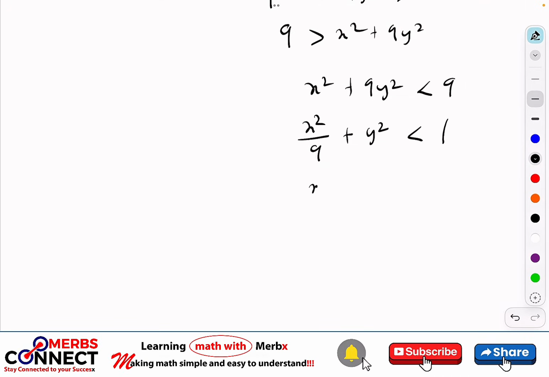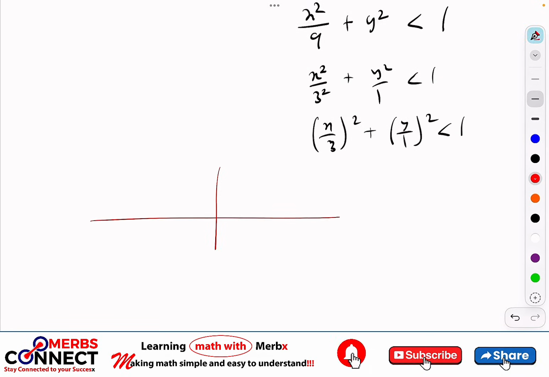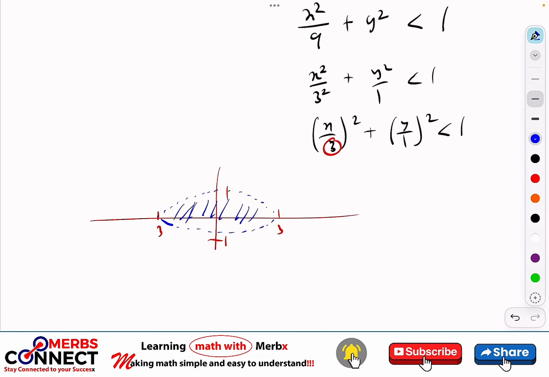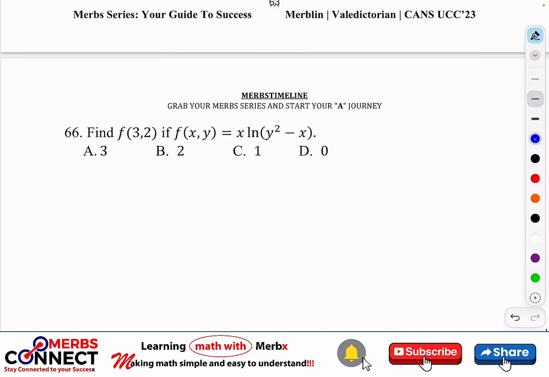So this is going to be x over 3, squared, plus y over 1, squared, less than 1. If I want to sketch this, the major axis is the one with the greatest radius here. So this is 3, this is 3, this is 1, this is also 1. So the ellipse is going to be something like this. Good. And we are going to shade inside. You see that I'm using the dotted line on the boundary because we are not including it. So that will be the set for 65.